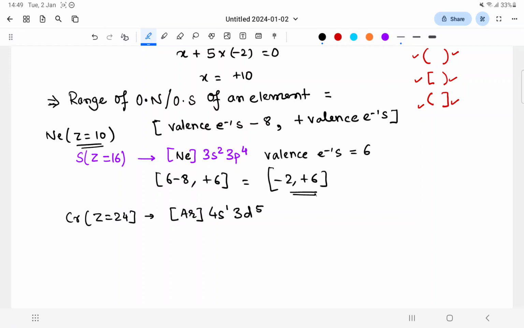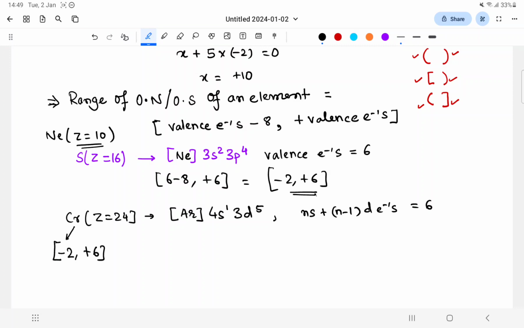But nevertheless, you know how to calculate the valence electrons for chromium, guys. The valence electrons will be the number of electrons in ns plus the number of electrons in (n-1)d. These electrons will be counted, and if you count here, again it comes out to be 6. So even for chromium, if you calculate the range, it comes out to be -2 to +6.